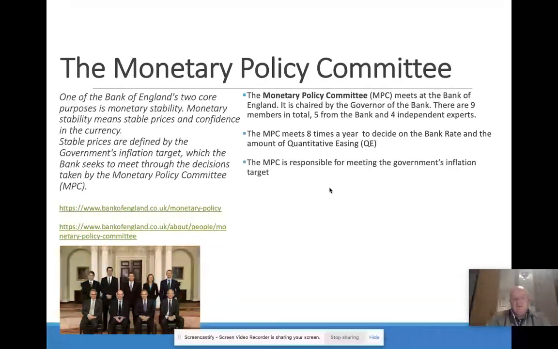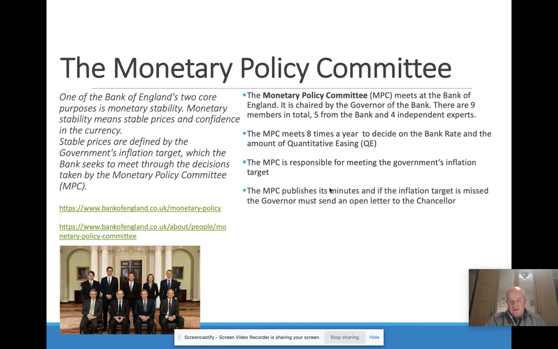So the MPC is responsible for meeting the government's inflation target. That's basically their remit, by using different tools of monetary policy. It's about trying to meet the government's inflation target. The MPC has to publish its minutes, so whatever's gone on in their meetings, they have to publish. And if the inflation target is missed, the governor of the Bank of England must send an open letter to the Chancellor to inform him of that.